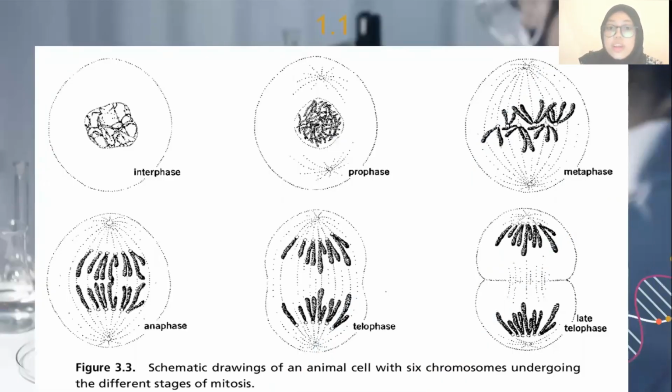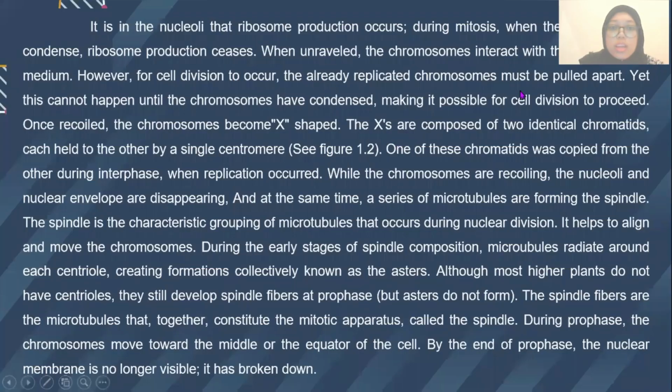This is what is called prophase. It is in the nucleoli that ribosome production occurs. During mitosis, when the chromosomes condense, ribosome production ceases. When unraveled, the chromosomes interact with their surrounding medium. However, for cell division to occur, the already replicated chromosomes must be pulled apart. Yet this can't happen until the chromosomes have condensed, making it possible for cell division to proceed.